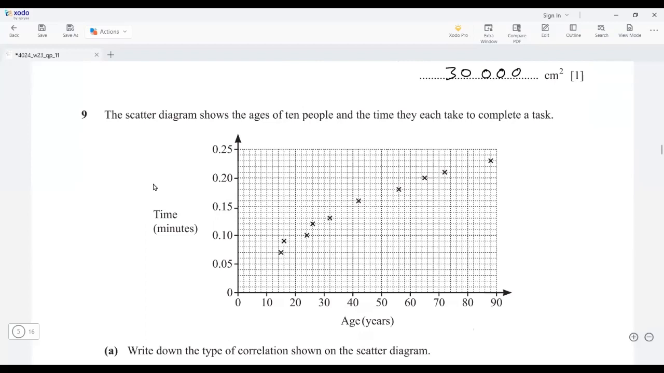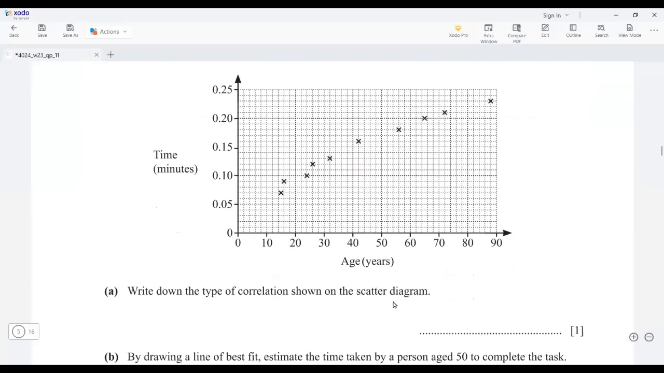Next question is question 9, for the scatter diagram. As you know, if you move from left to right, the values of y are also increasing. It means that it is having a positive correlation. We have to tell the type of the correlation, whether it is positive or negative. So in this case, it is positive. As we move from left to right, the values on the y-axis also increase.